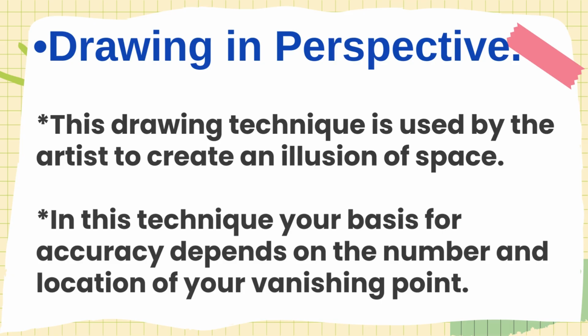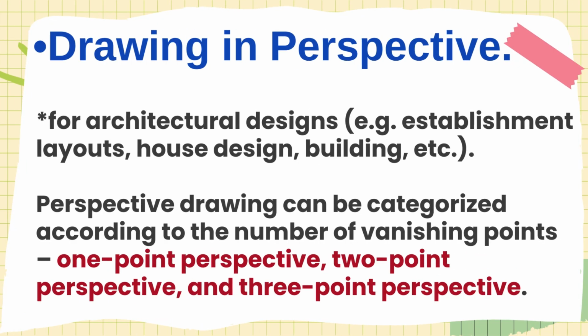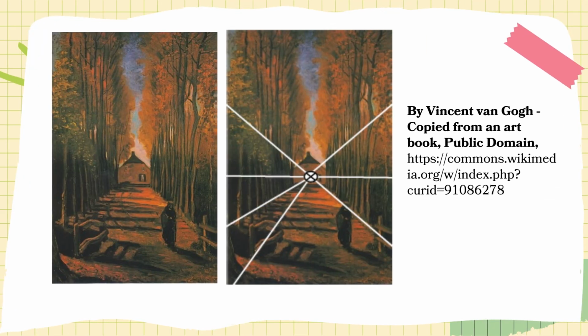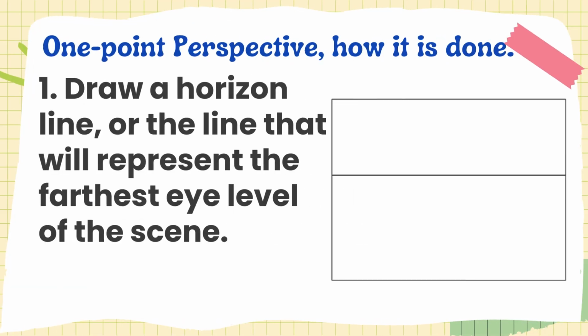Drawing in perspective. This drawing technique is used by the artist to create an illusion of space. In this technique, your basis for accuracy depends on the number and location of your vanishing point. Although this is a great technique to draw an object in space, this technique is commonly used for architectural designs, e.g. establishment layouts, house design, building, etc. Perspective drawing can be categorized according to the number of vanishing points: 1-point perspective, 2-point perspective, and 3-point perspective. We will discuss more perspective drawings as we progress in our modules.